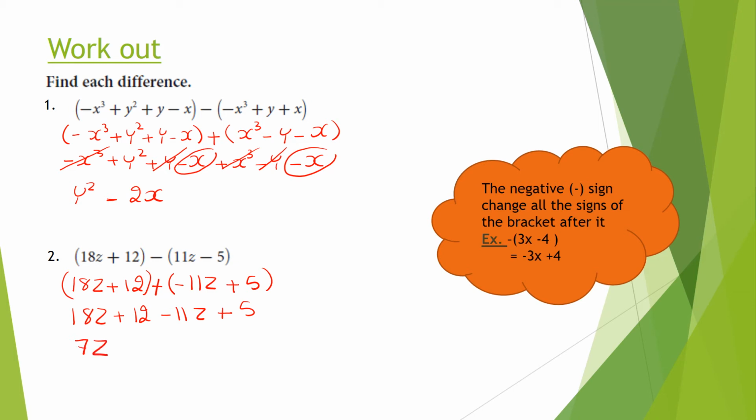Then 12 plus 5 will be positive 17. Okay, so I subtracted the 18z, I subtracted from it negative 11, and the 12 I added to the 5, and here's my final result.